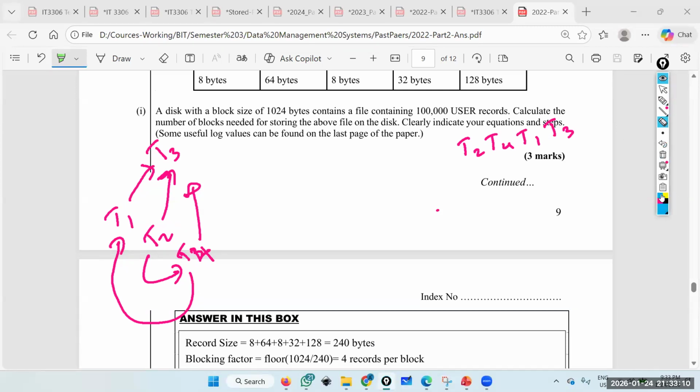Right. For example, you start with T2, then from T2 you can go to T4. Right. T2 to T4. So then from T4 you can go to T1. From T1 you can go to T3. Now you have covered all the transactions, therefore you are done. Okay.